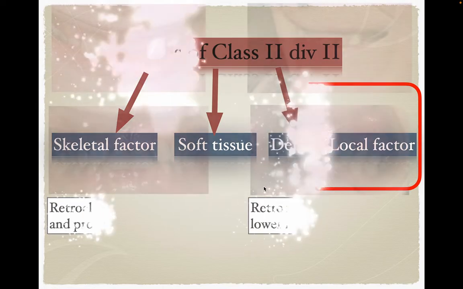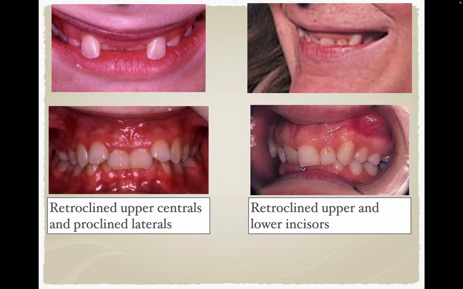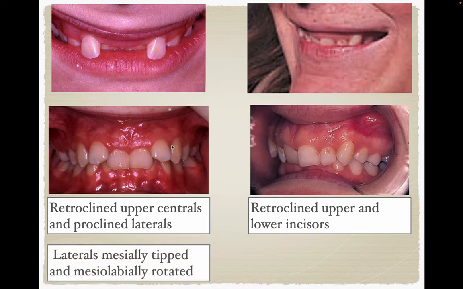What about the dental features? Now, usually, the strap-like lower lip, which is the main etiology of this malocclusion, covers the central and lateral incisors, so we'll have retroclined central and lateral incisors and lower incisors. But sometimes the lateral incisors, because they are shorter than the centrals, manage to escape the control of the lower lip, so we'll have retroclined upper central incisors only and proclined lateral incisors, which become mesially tipped and mesiolabially rotated as well. So there will be tipping and rotation.